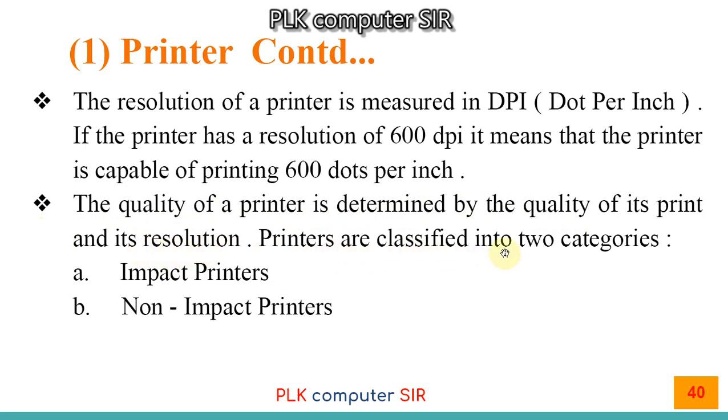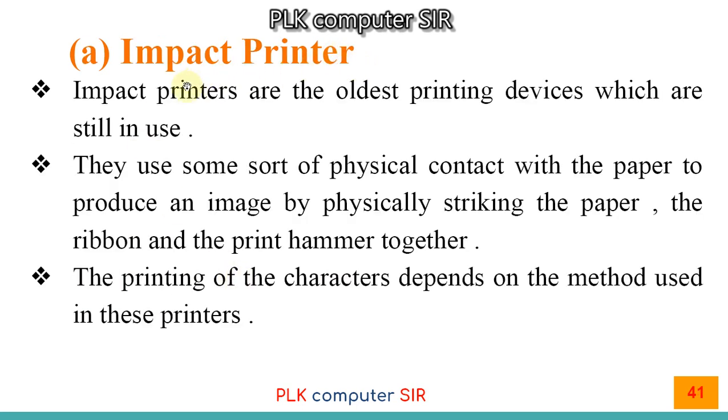Printers are classified into two categories. Number A, impact printer, and number B, non-impact printer. So these are the two types of printer. Now we are going to discuss impact printers. Impact printers are the oldest printing devices which are still in use. So we are still using impact printers.